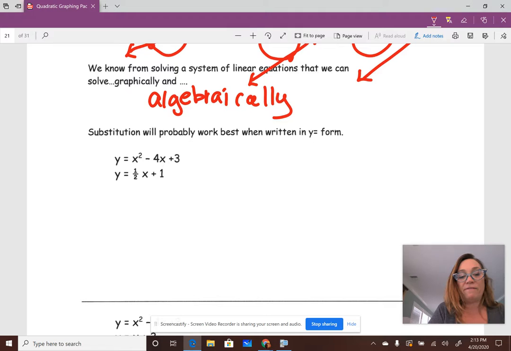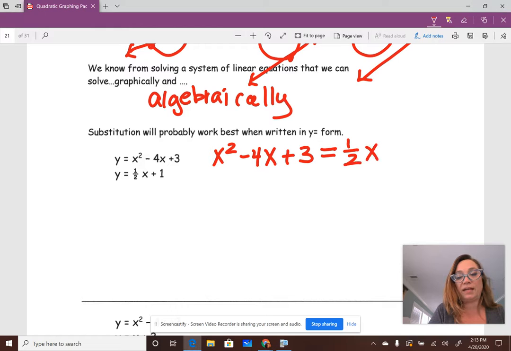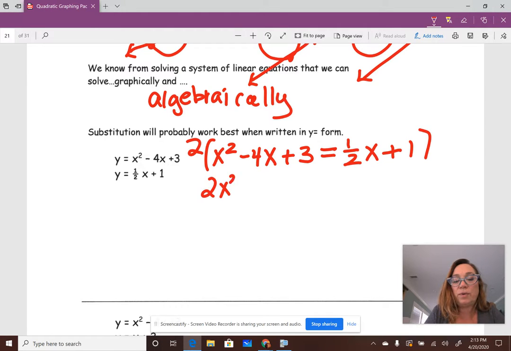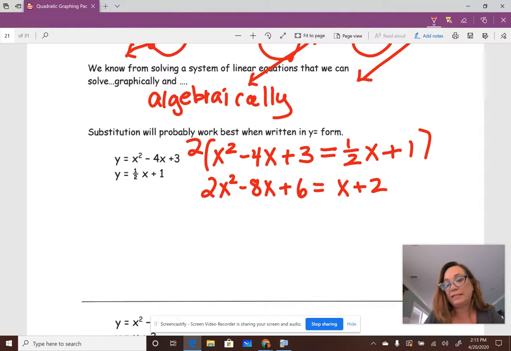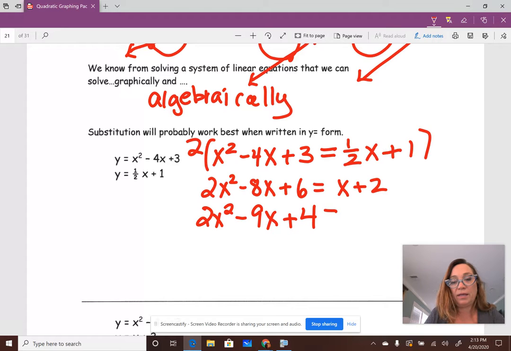So I would have x squared minus 4x plus 3 equal to half of an x plus 1. I am going to multiply everything by 2 because I am not a fan of that half. So that's 2x squared minus 8x plus 6 equals x plus 2. I'm going to set it equal to 0 in the hopes that I can factor. So 2x squared minus 9x plus 4 equals 0.